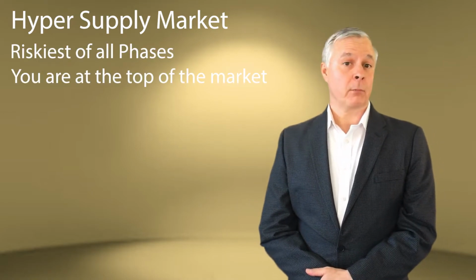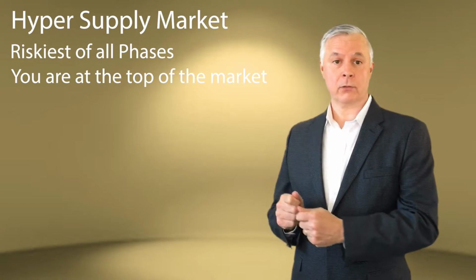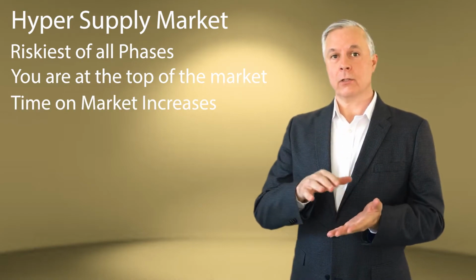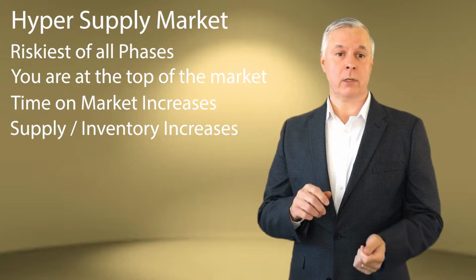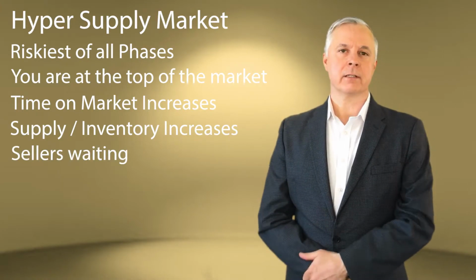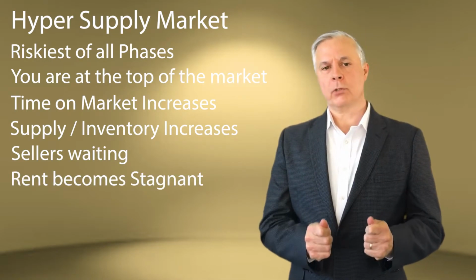Now, the hypersupply market, this is the riskiest of all phases. You're at the top of the market and you're definitely overpaying on properties related to cash flows. If you're selling a property, the time on market increases. Also, the supply and inventory increases as well. Sellers are waiting longer, but they're still getting inflated prices. At this point as well, rent becomes stagnant. It gets harder to push your rents up.